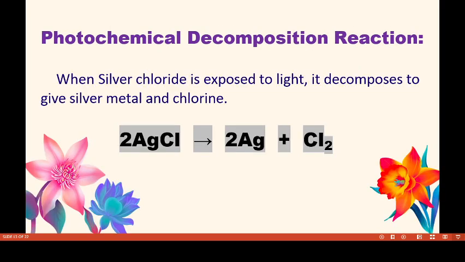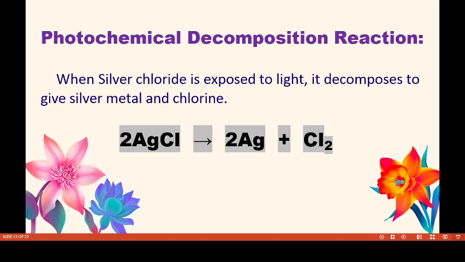Okay, the next one is photochemical decomposition reaction. Here we are using light. We are applying light when a decomposition reaction takes place on the absorption of light. The very important point is absorption of light. Such a reaction is known as photochemical decomposition reaction.